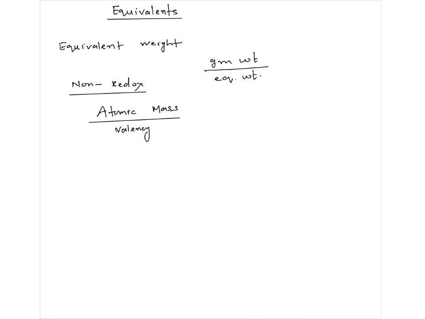If it is a compound, then molecular weight divided by the total charge on cationic or anionic part.